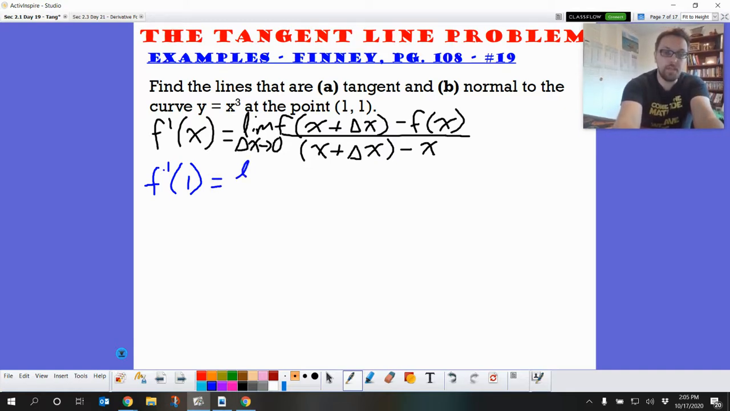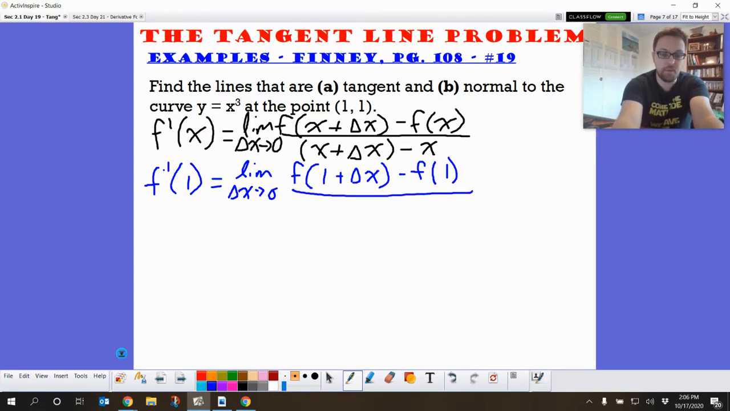We want to do the limit as delta x approaches 0 of f of, and the x that we're using in this case is 1, keep the plus delta x, minus f of 1. So we're replacing all of the x's with 1s. We're keeping the delta x because that's representing our small amount of change that we want to do to that x value. We just want to nudge that thing over to 0. Minus 1.